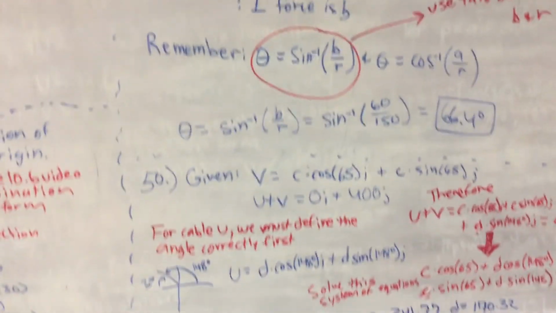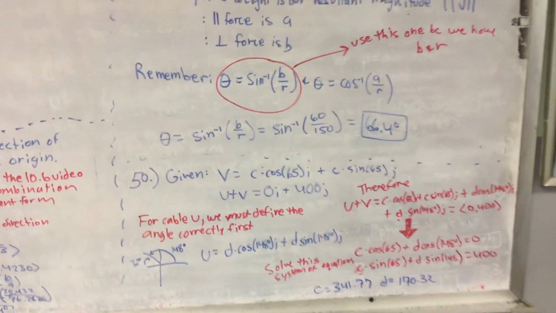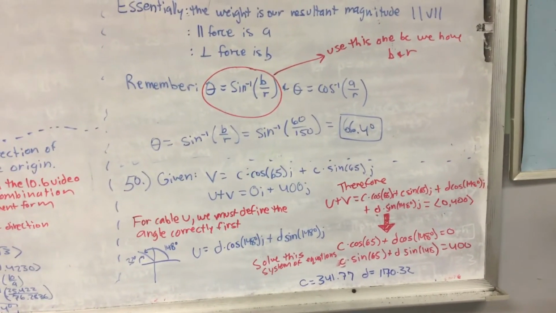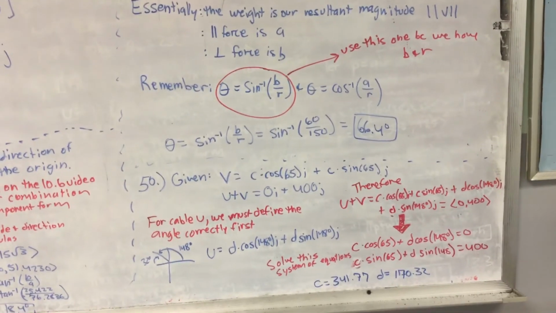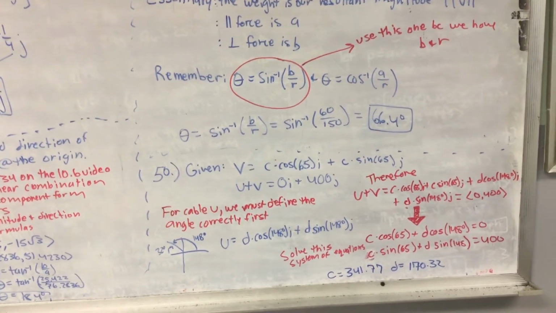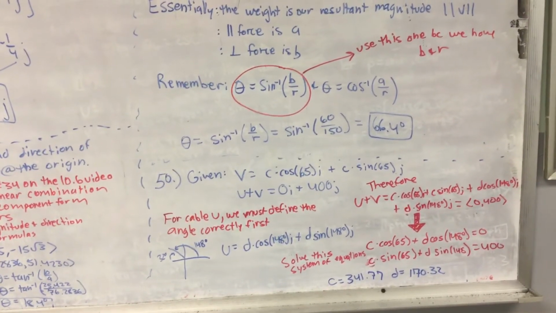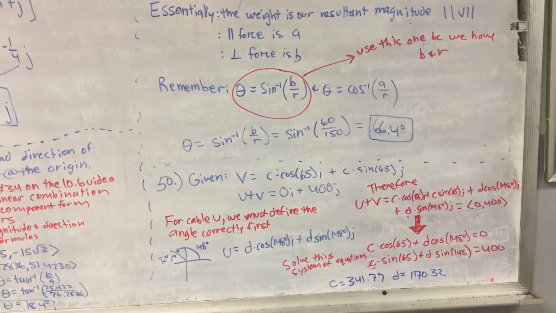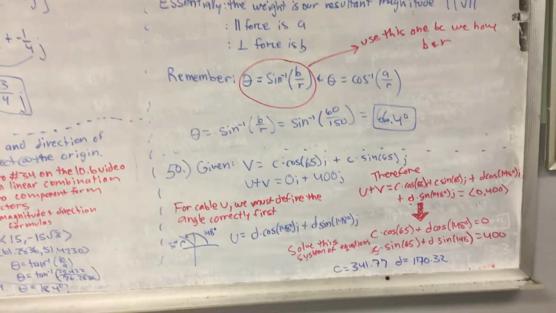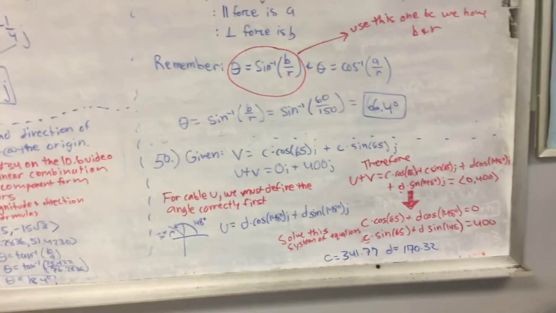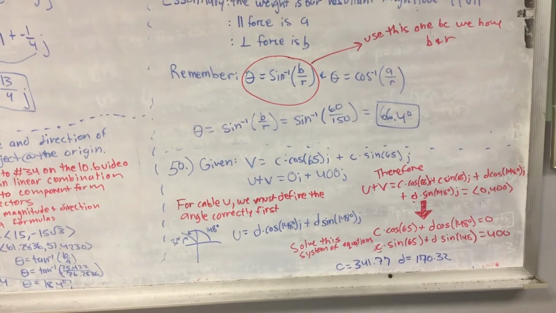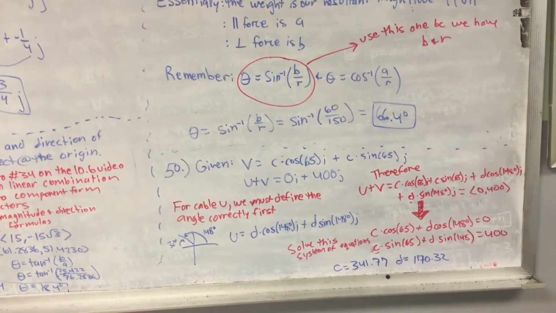Number 50 is a little bit more complicated. I don't have all the work shown here, I just have the theory behind it. If you would like to go over this with me in person, you are more than welcome to. Anyway, in the question we have a weight suspended from two cables. The book gives you that one of the vectors is v equals c times the cosine of 65 i plus c times the sine of 65 j. Basically, it gives us our theta and it does not give us our magnitude.